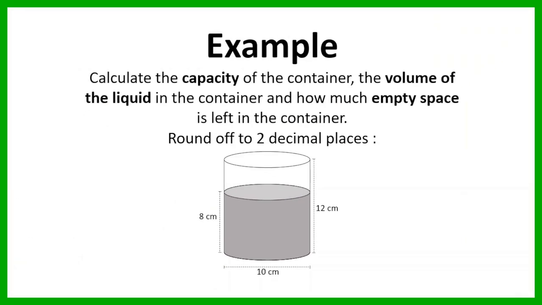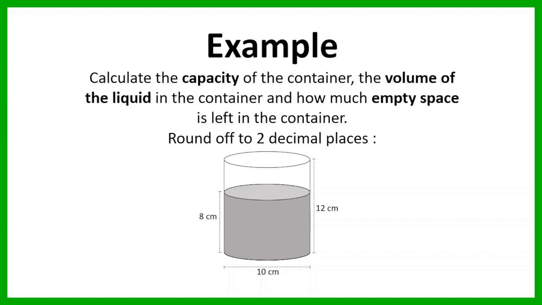Calculate the capacity of the container, the volume of the liquid in the container, and how much empty space is left in the container. We need to round off to two decimal places. Now, this one over here is what we call a cylinder. Now, a cylinder isn't technically a prism, because it has round edges, okay, and a prism is supposed to have straight edges, but the concept of how we work with a prism is the same for a cylinder, that to work out the volume, it's the area of the base times the height, and in a cylinder, the base is a circle. Okay, so it's going to be exactly the same concept as what we were doing for our prisms, that we're going to work out the area of the base and multiply it by the height to find the volume, or in this case we're going to be finding the capacity of the cylinder. Okay, so let's have a look at how we would do this.